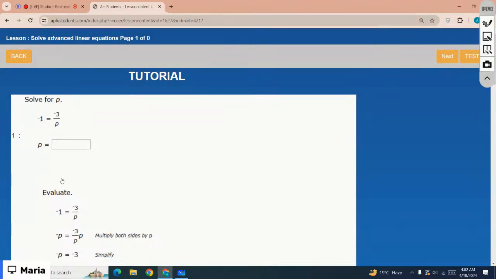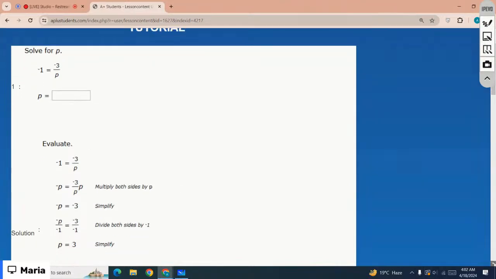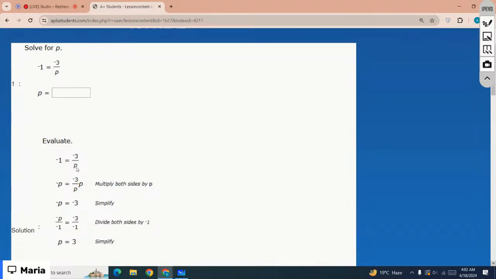So let's just start with the first example. Solve for p. Negative 1 equals negative 3 divided by p. You have to solve this equation for p. So p is dividing. First thing is you need to remove p from the denominator. So that means you need to multiply both sides with p, right? So when you multiply both sides with p and p cancel out, you are left with negative p equals negative 3, right? So both sides negative sign cancel each other, you are left with p equals 3.